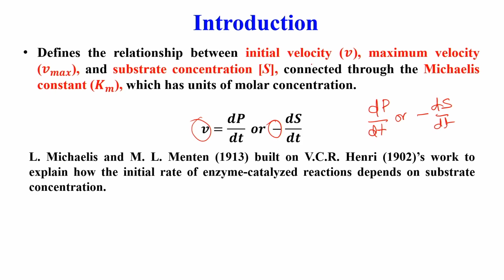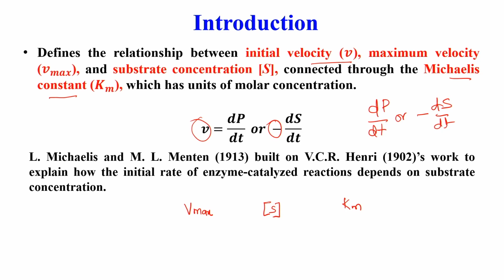So, we need to know the initial velocity or the rate of reaction. Then one more term will be coming, the maximum velocity, that we will be referring to as V max, the substrate concentration S, and one more parameter you will be seeing, the Michaelis-Menten constant Km. So, these are the parameters we are going to discuss here.